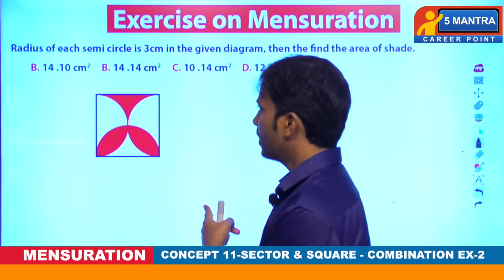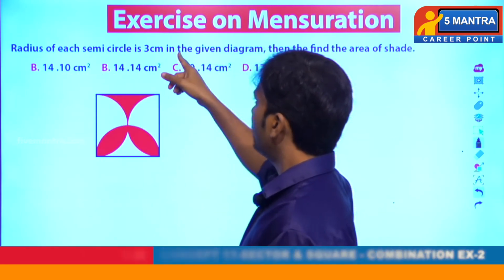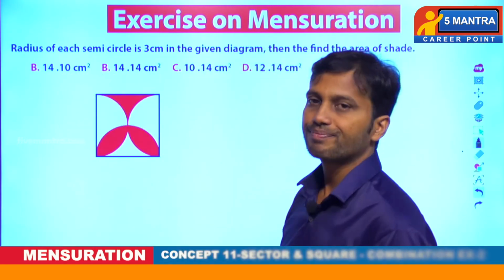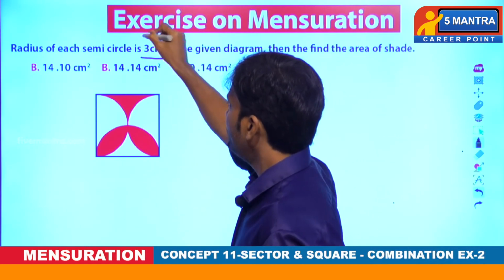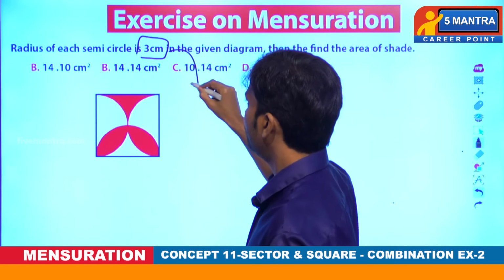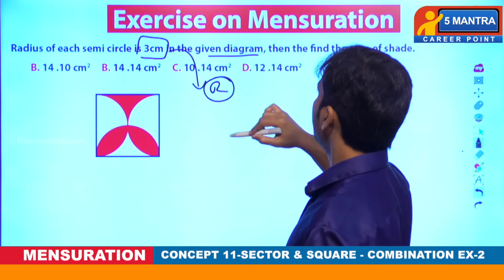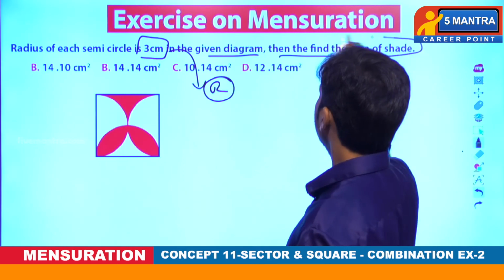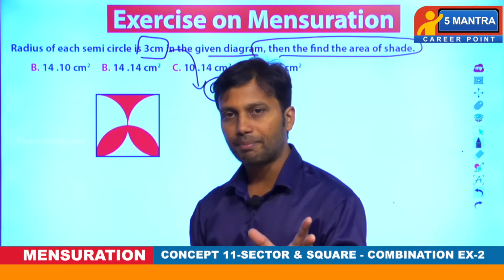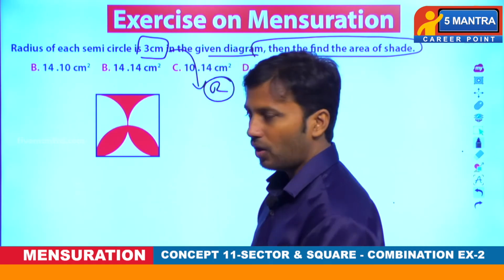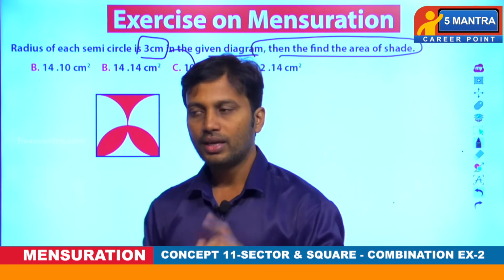So have a look at this, guys. Radius of each semicircle is 3 centimeters in the given diagram. So what is given? Radius. Then find the area of the shade. Here again the shade is given in a different type, and we have already analyzed this problem previously, so we can do this. Okay, how do we have to do it?